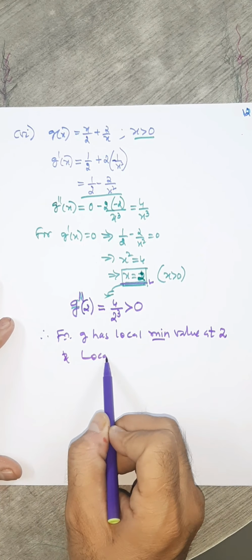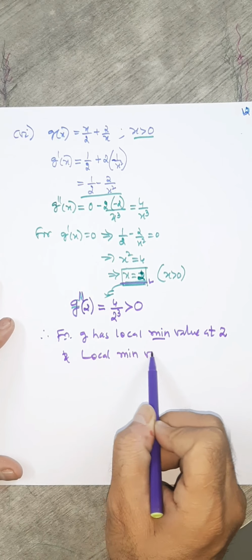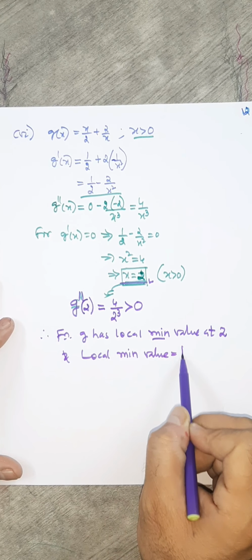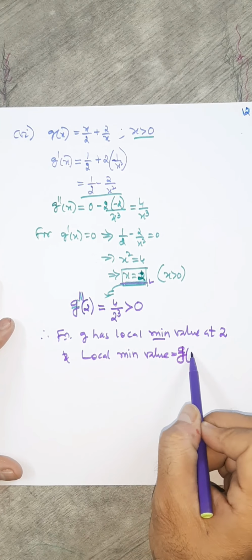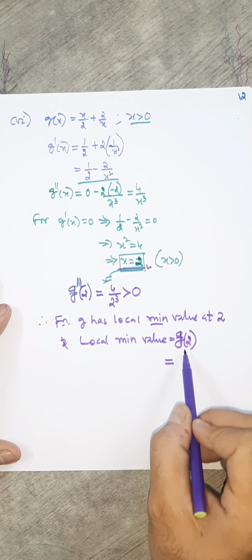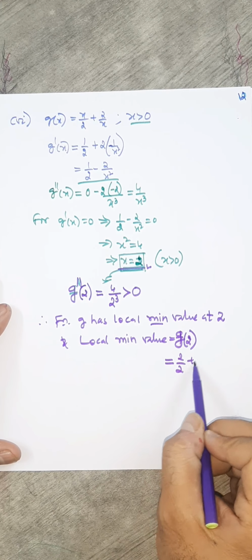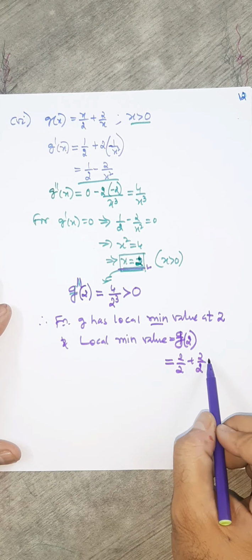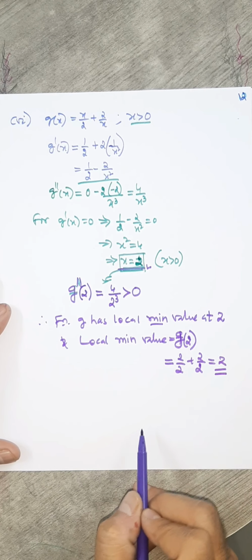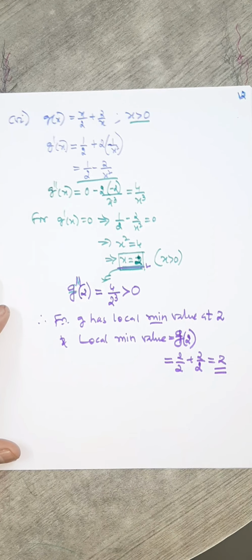And the local minimum value equals g of 2. In the function you put 2. So 2 by 2 plus 2 by 2. So it is 1 plus 1, which will be just 2. Fine.